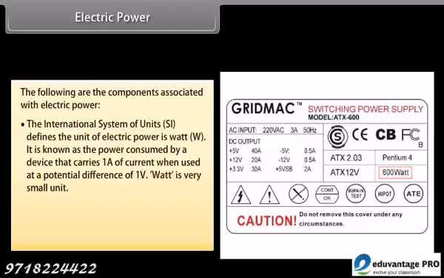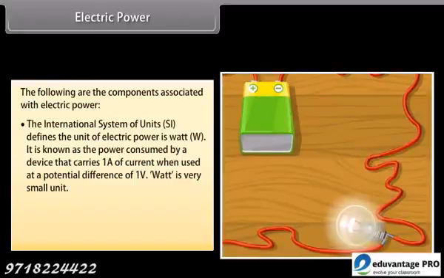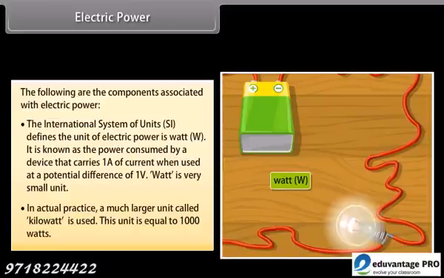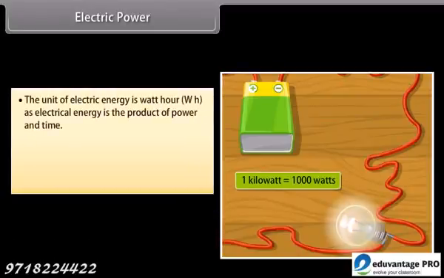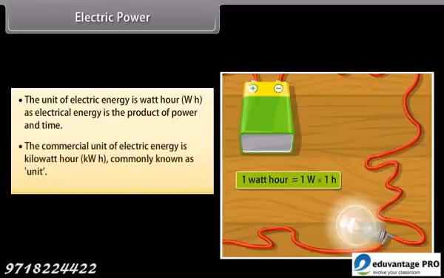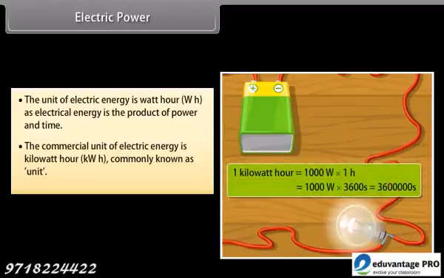It is known as the power consumed by a device that carries 1A of current when used at a potential difference of 1 V. Watt is a very small unit. In actual practice, a much larger unit called kilowatt is used. This unit is equal to 1000 watts. The unit of electric energy is watt hour, Wh, as electrical energy is the product of power and time. The commercial unit of electric energy is kilowatt hour, kWh, commonly known as unit.